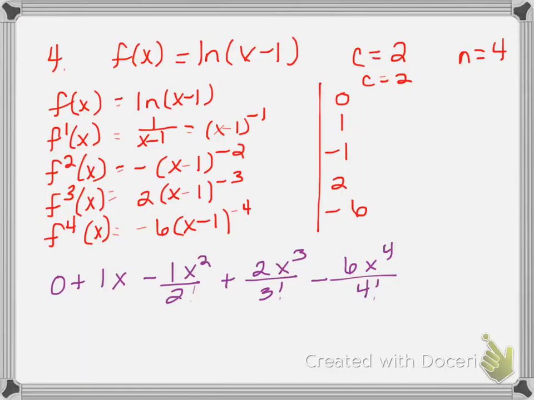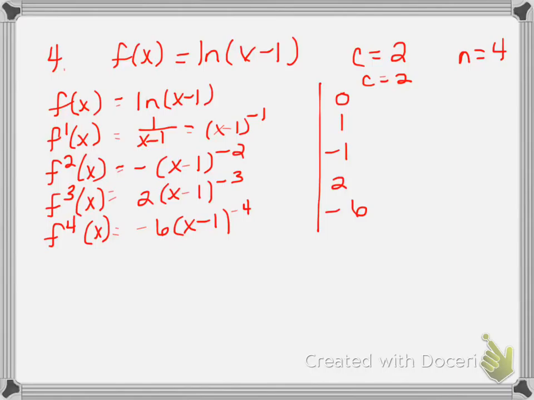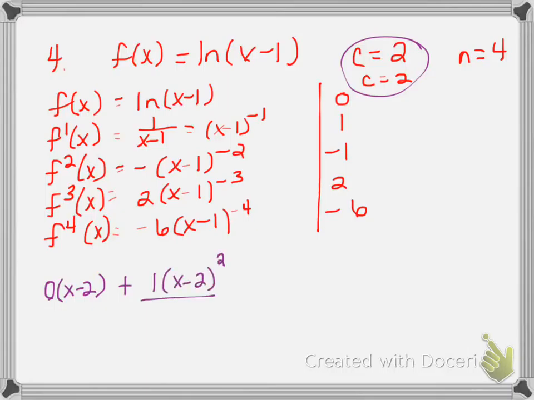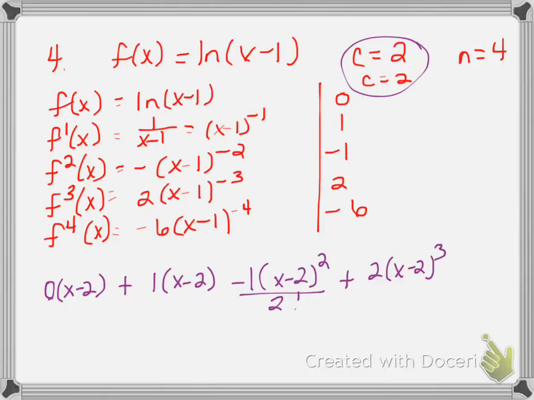Again, we're going to simplify on this one. I forgot something. Because we're centering it around c equals 2, it can't be an x there. It has to be x minus 2 because we're centering it around that. Alright, so start again. 1 times x minus 2, that's just x minus 2, minus 1 times x minus 2 squared over 2 factorial plus 2 times x minus 2 cubed over 3 factorial minus 6 times x minus 2 to the fourth over 4 factorial.